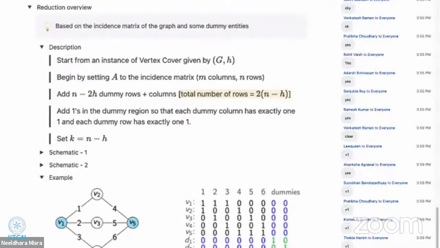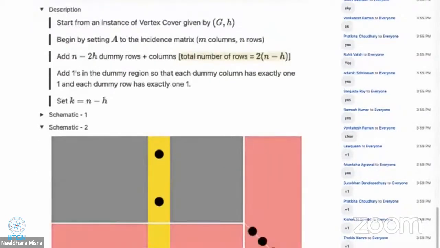So that helps us in the reverse direction. So let's not worry too much about the structure of the zeros and ones in the dummy area. That's in the dummy region, because as I said, that's more of an enforcer than anything else. But the idea is that, let me just go back here.